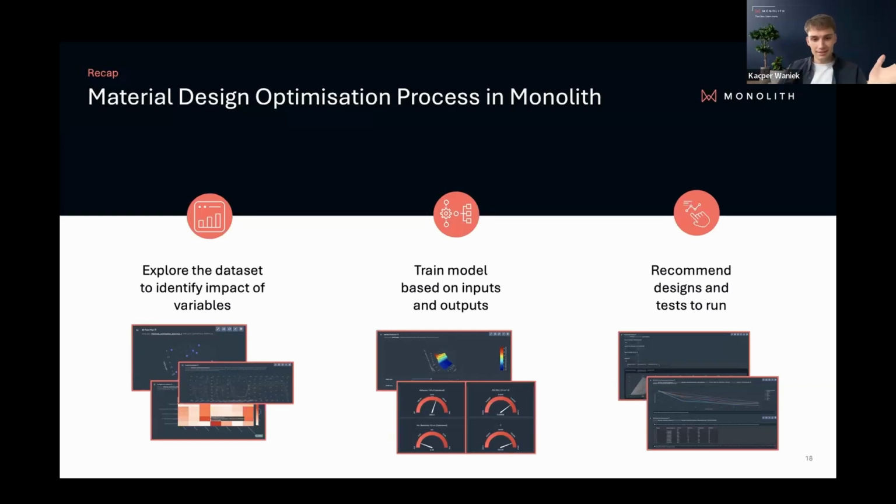And all of this helps to accelerate R&D. It helps to reduce the physical testing that we do in labs and make better design decisions faster.